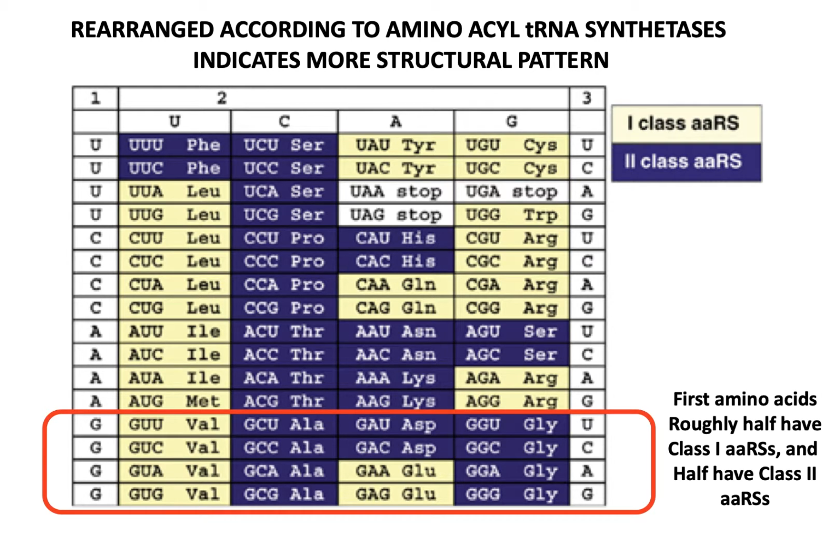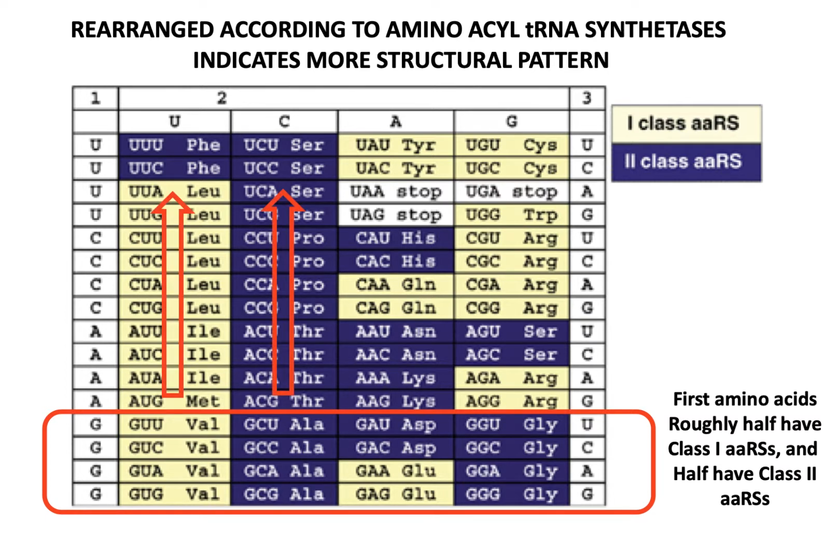And if you look at this series of rows down here, the ones starting with G, the codon starting with G, you see that for alanine, which might have been the first amino acid, and valine, and glutamine, or glutamate and aspartate, and glycine, you have roughly equal numbers of class 1 and class 2 amino acyl tRNA synthetases. So this was a clue as to what might have occurred during the evolution of translation and the genetic code.